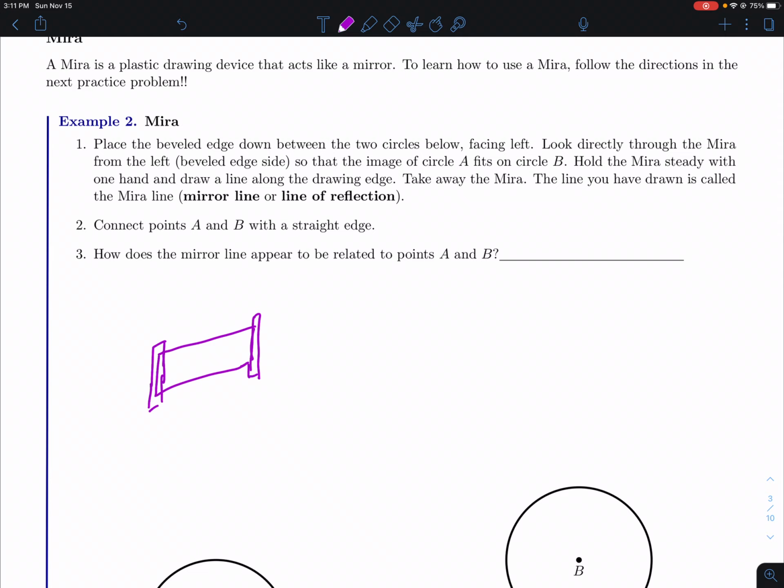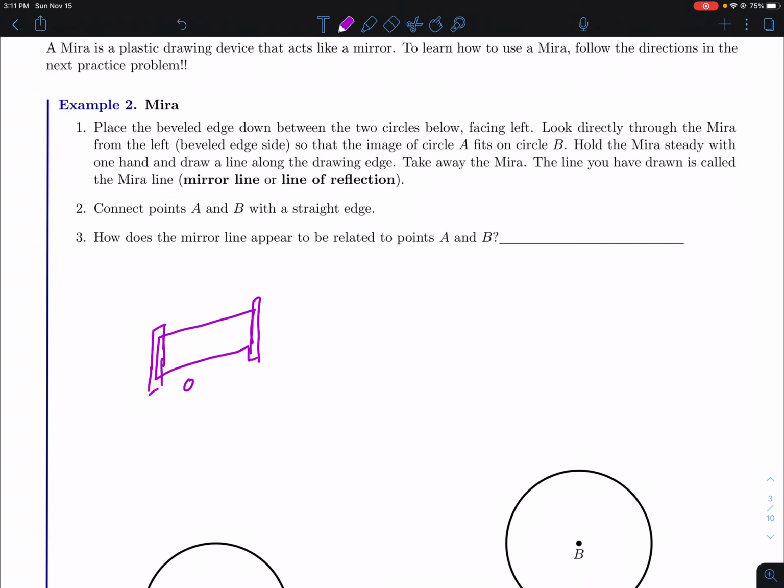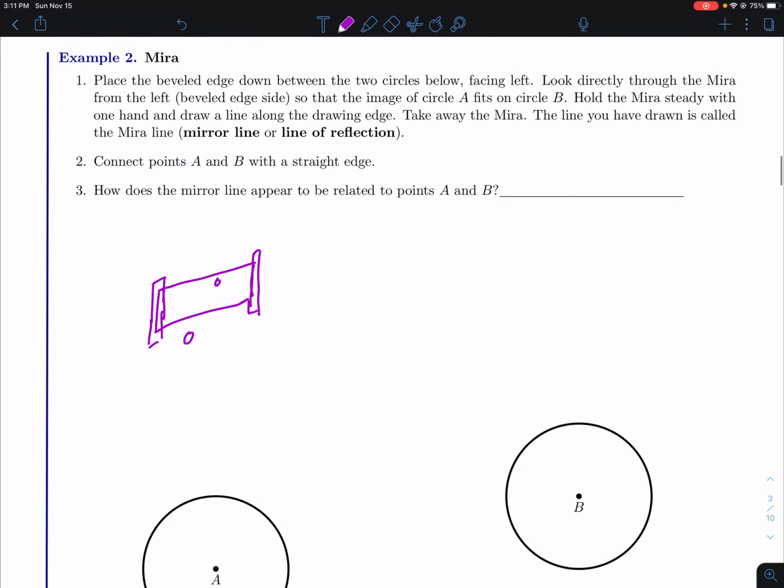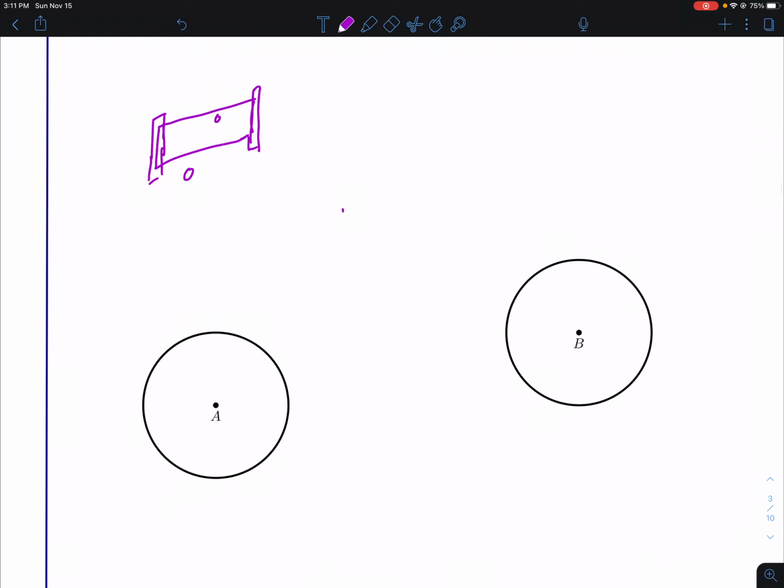And so this piece in the middle is actually plastic, but when you look through it, it allows you to draw the reflection of whatever's on this side onto the other side, so you can actually figure out where that mirror line is going to be. So in this case, we would stick our mirror somewhere here in the middle, and I would look through it in this direction until circle A was right on top of circle B. Once I found that, I could trace right along where the mirror is located, and that's going to be my mirror line in this case.